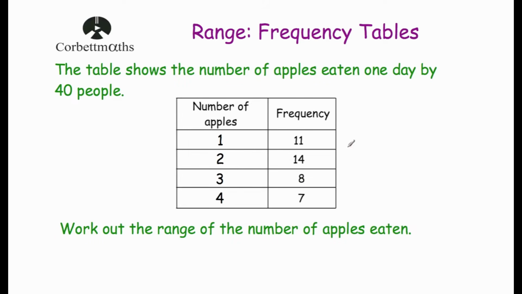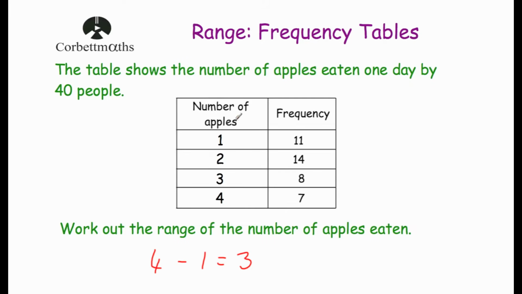We could write that as one big list if we wanted: 11 number 1s, 14 number 2s, 8 number 3s and 7 number 4s. The range would be found by taking the largest value in that list, which would be the 4, and then subtracting the smallest value, which would be 1. 4 take away 1 is equal to 3.